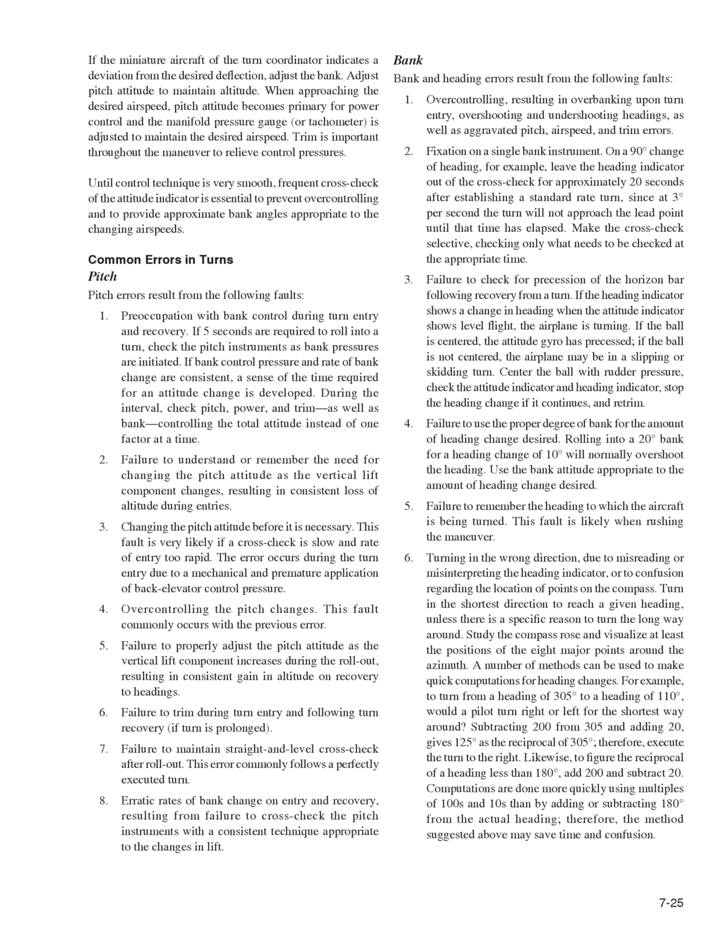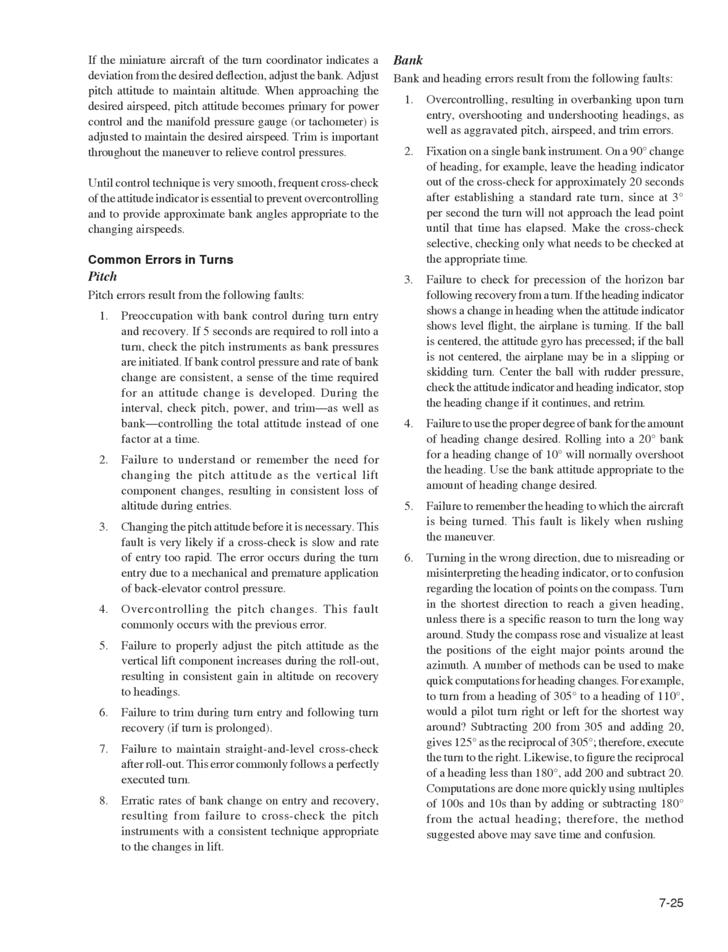6. Turning in the wrong direction, due to misreading or misinterpreting the heading indicator, or to confusion regarding the location of points on the compass. Turn in the shortest direction to reach a given heading, unless there is a specific reason to turn the long way around. Study the compass rose and visualize at least the positions of the 8 major points around the azimuth. A number of methods can be used to make quick computations for heading changes.